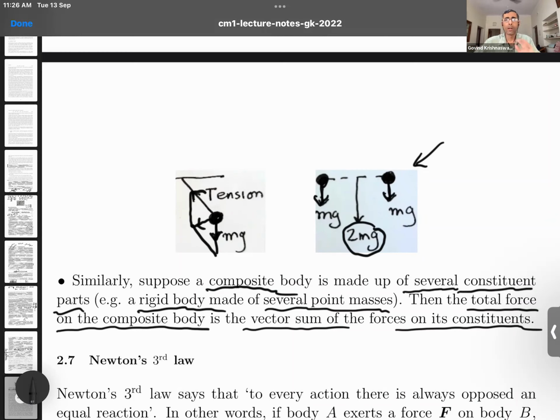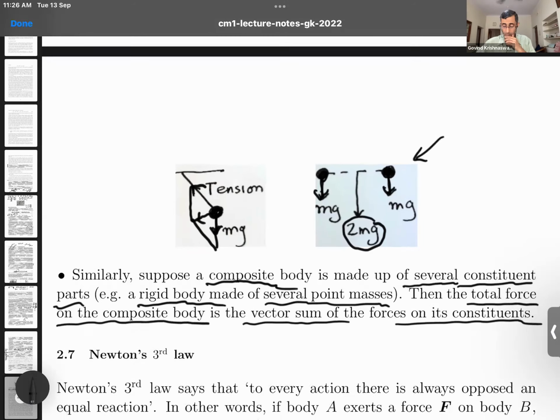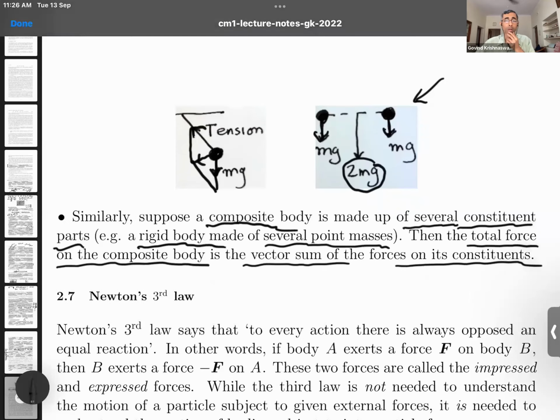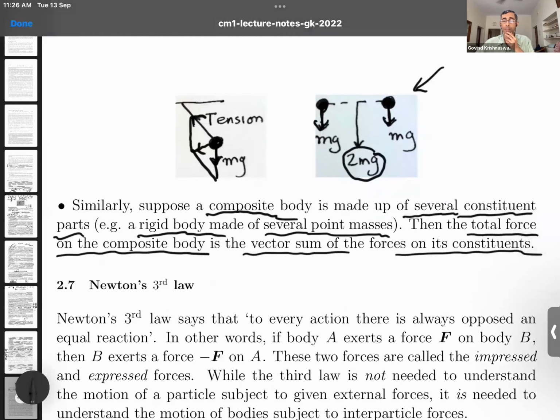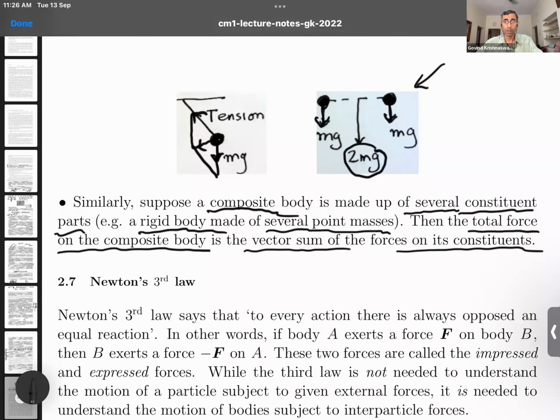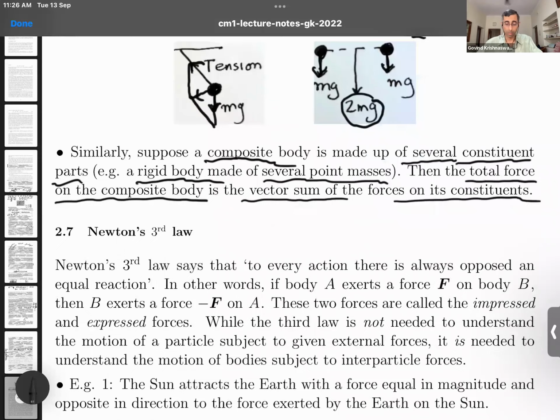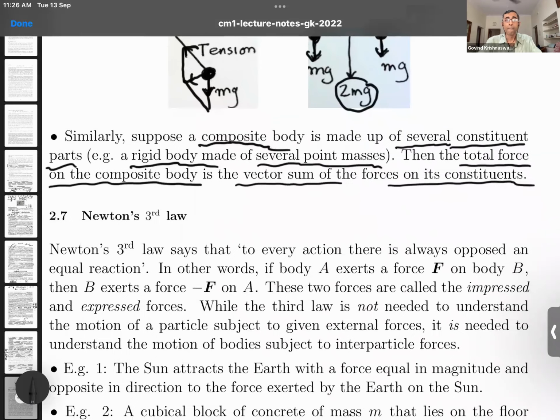So I've tried to tell you some of the ideas surrounding Galileo's relativity principle and Newton's second law, as well as superposition. Any questions you have? If not, let me state Newton's third law.